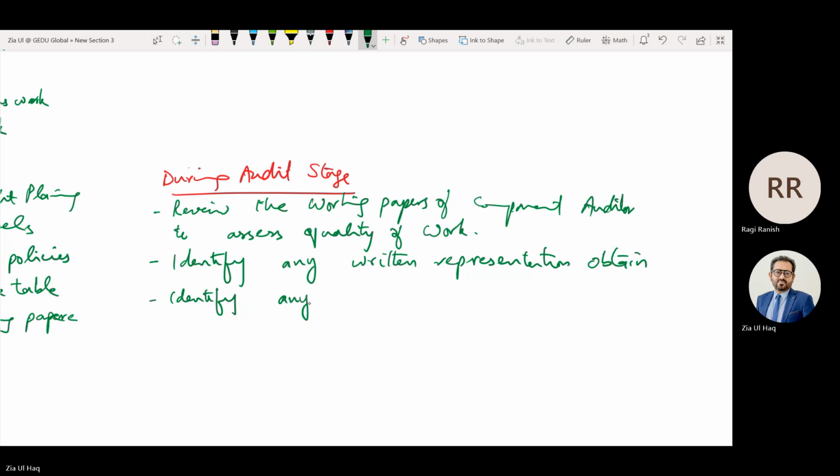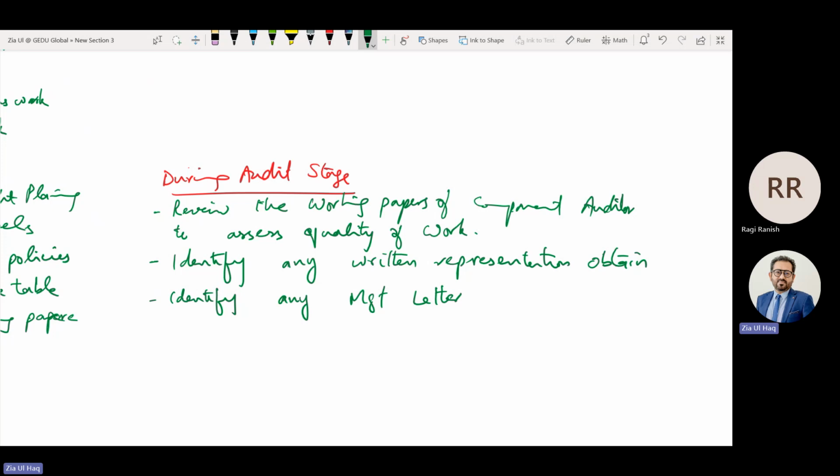We need to identify any management letter. What is management letter? Letter of weaknesses. If during audit, auditor is facing any issues, he has found any weaknesses in internal control system regarding any matters, regarding any area, he communicates to company management through letter of weaknesses. That is called management letter.